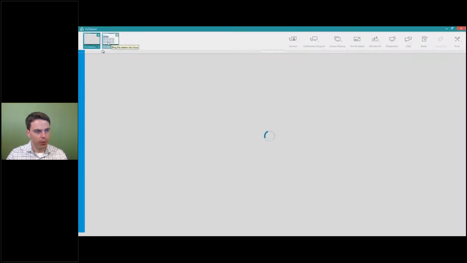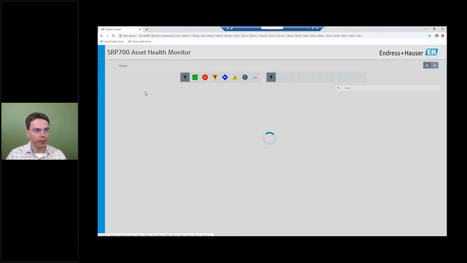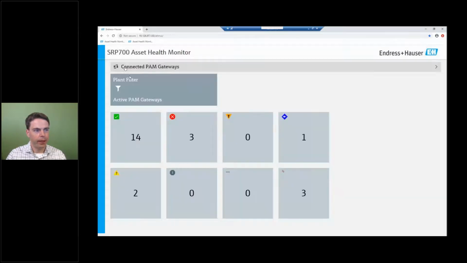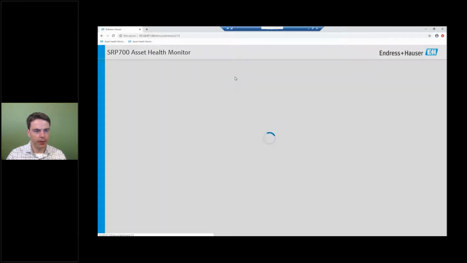I also have a bit more responsive system over here in Switzerland. That's why I'm using this at the moment. So as you can see, we have the plan filter. Oh, sorry. We can click on the gateway. We can select the gateway we would like to work on. In this case, I choose the Rockwell.